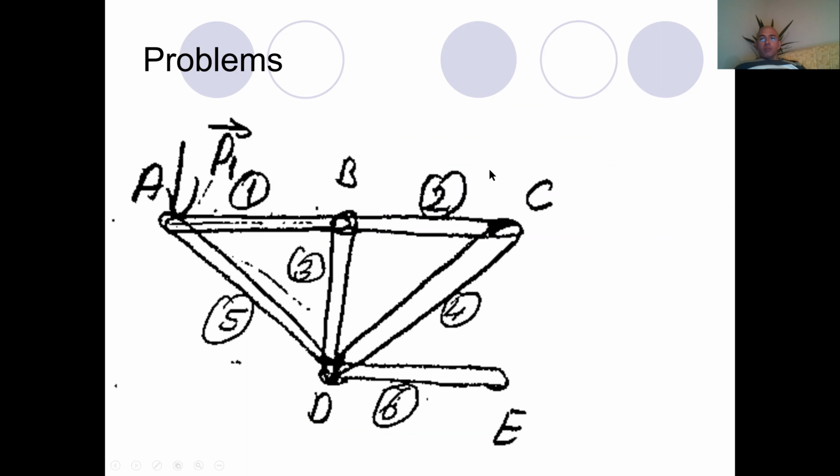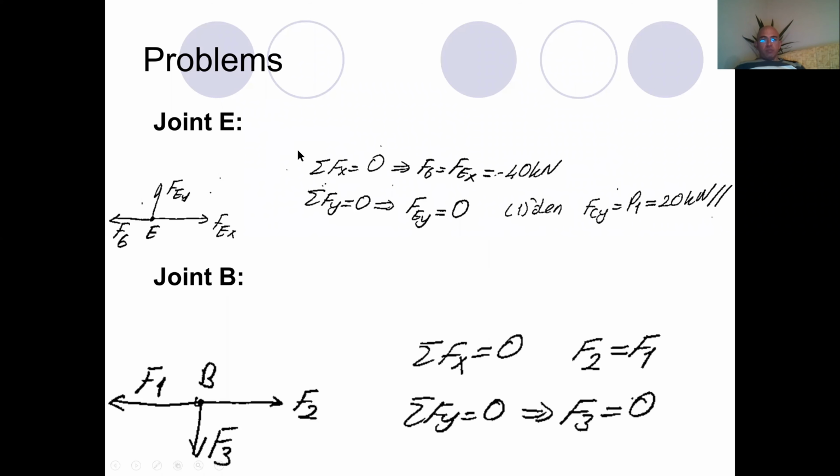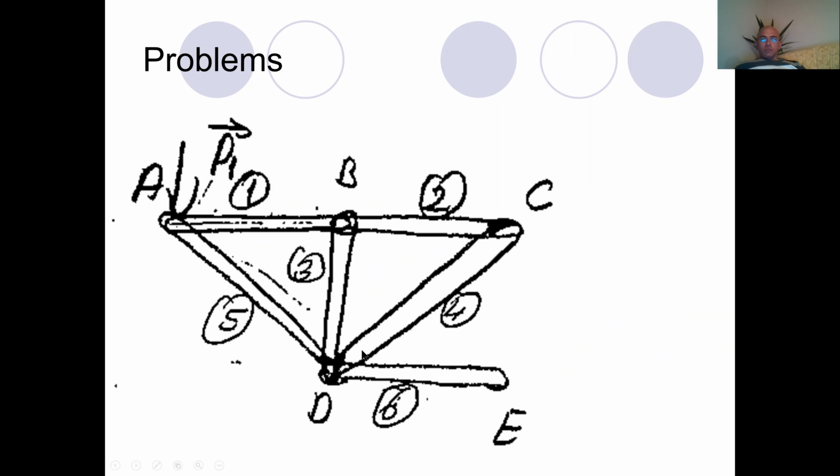Now remember that the next step in solving truss systems with the method of joints is numbering the members. So I say that from A to B is member 1, from B to C is member 2, from B to D is member 3, from C to D is member 4, from D to E is member 6, and from A to D is member 5. So these are my members. I have 6 members.